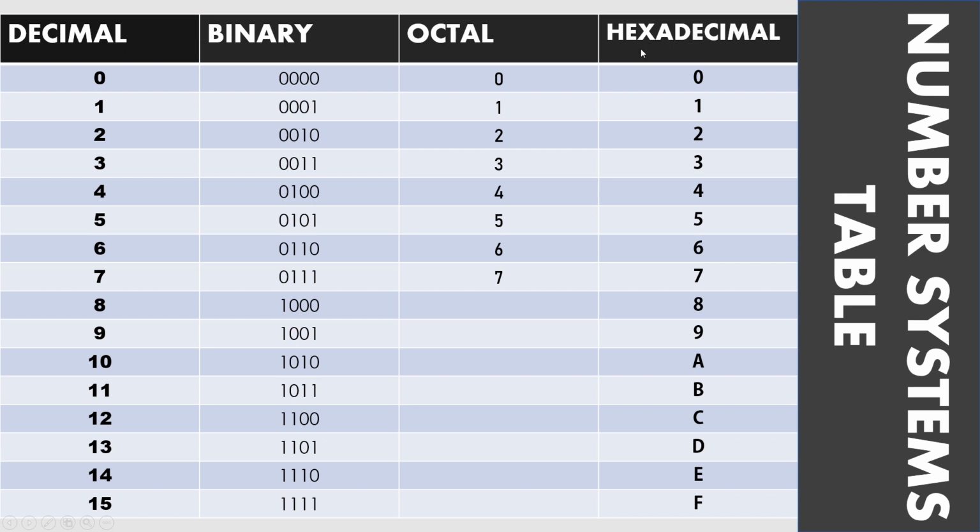For the hexadecimal number system, we have 16 digits, which are 0 to 9 plus the letters A, B, C, D, E, and F, which are also the additional 6 digits.